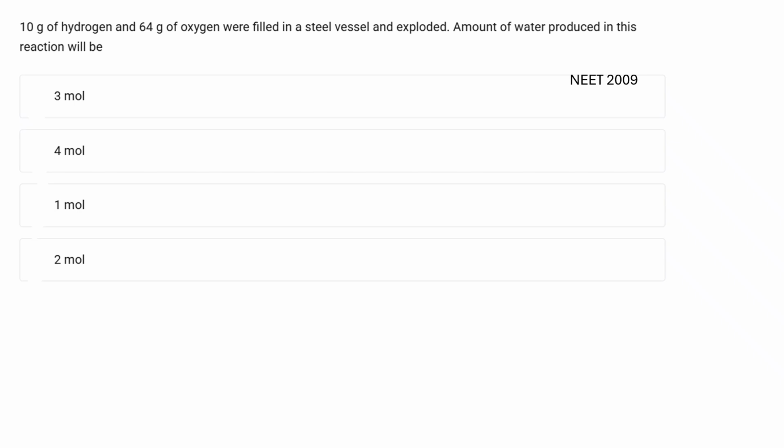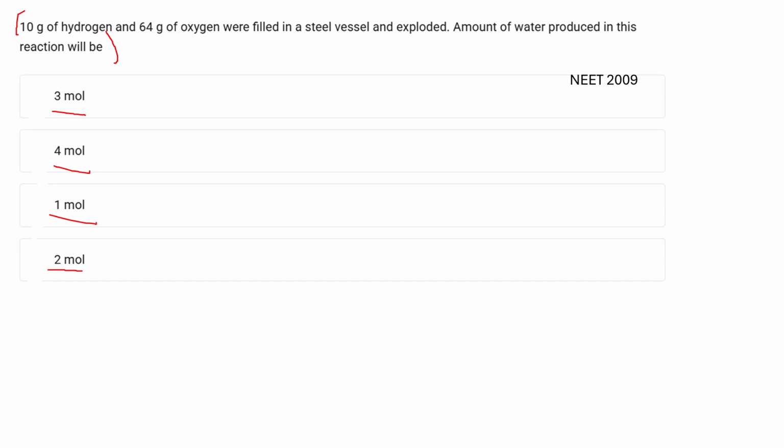Just see the question. 10 gram of hydrogen and 64 gram of oxygen were filled in a steel vessel and exploded. The two gases are mixed together and exploded. That means energy is released. It is just like a fuel cell. The amount of water produced in this reaction will be what? They asked for the amount of water in moles: 3 mole, 4 mole, 1 mole, or 2 mole. How many moles of water is produced?